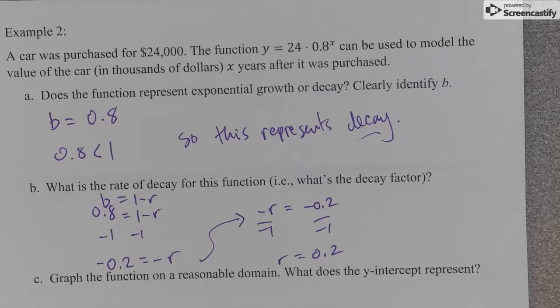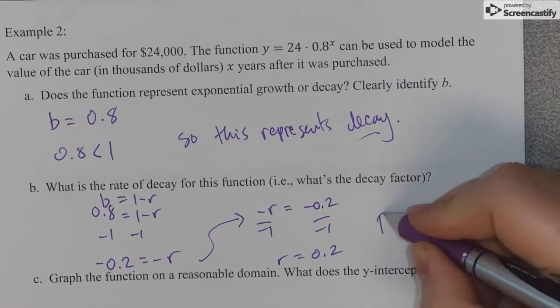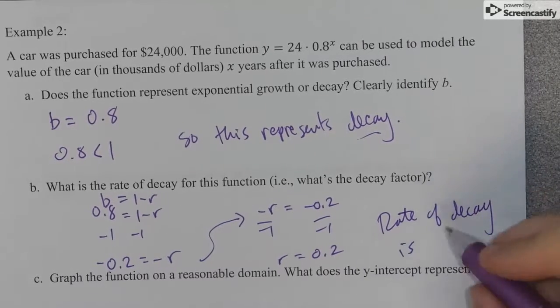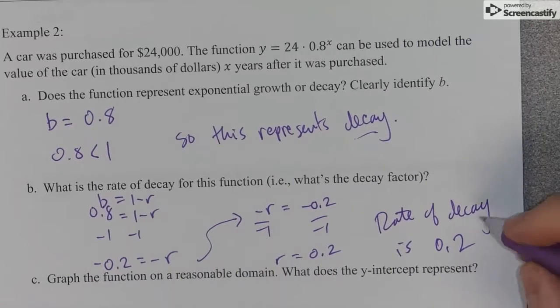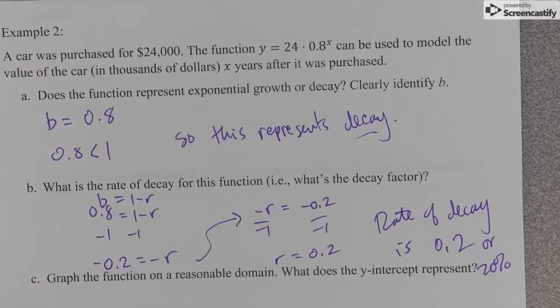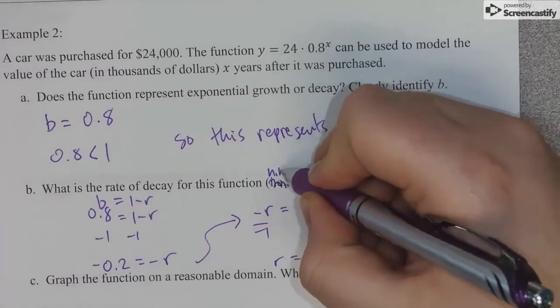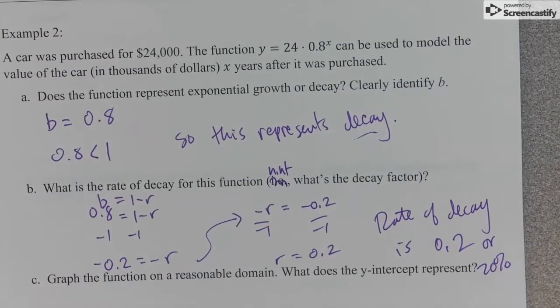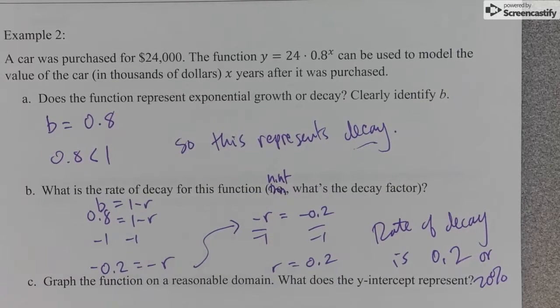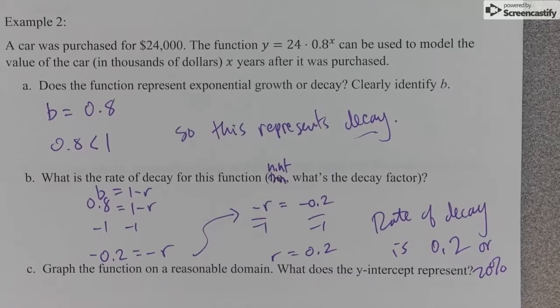So your rate of decay is 0.2 or 20%. So your rate of decay and your decay factor aren't necessarily the same thing. This really should say hint. You need to use the decay factor to determine your rate of decay. And your decay factor was 0.8 in this case. So if you could just make that one little adjustment on your notes.